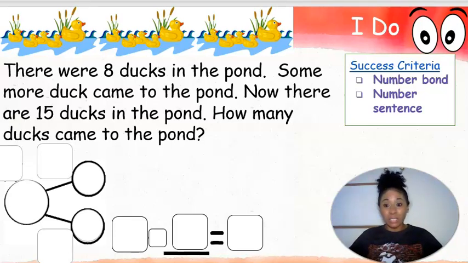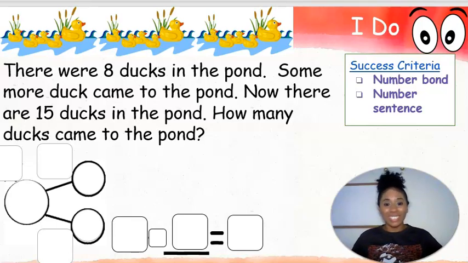I know that 8 is a part and 15 is my whole. That's the most ducks that's in the pond. I didn't see any more than 15 ducks, and I know that 15 is that whole. Okay, friends, I'm going to count on. When I count on, I'm going to put my part, which is 8, in my head, and I'm going to count on till I get to 15, which is my whole. When I do that, I should be able to get how many ducks came to the pond, because I want to know how many ducks came to the pond.